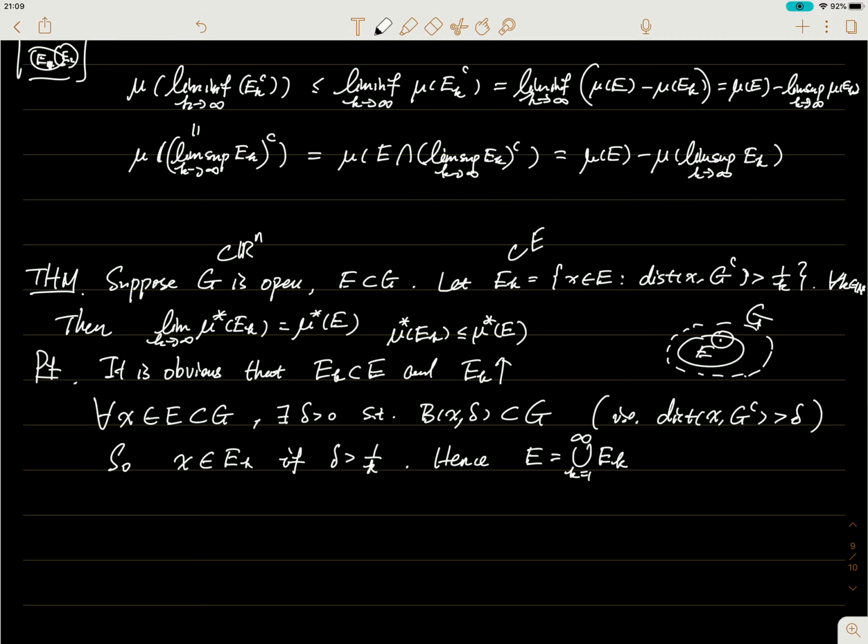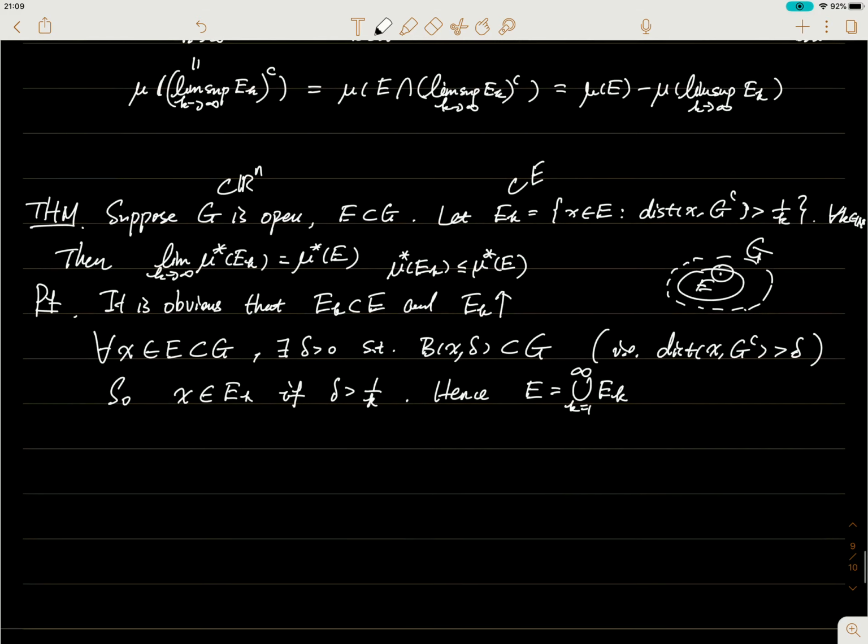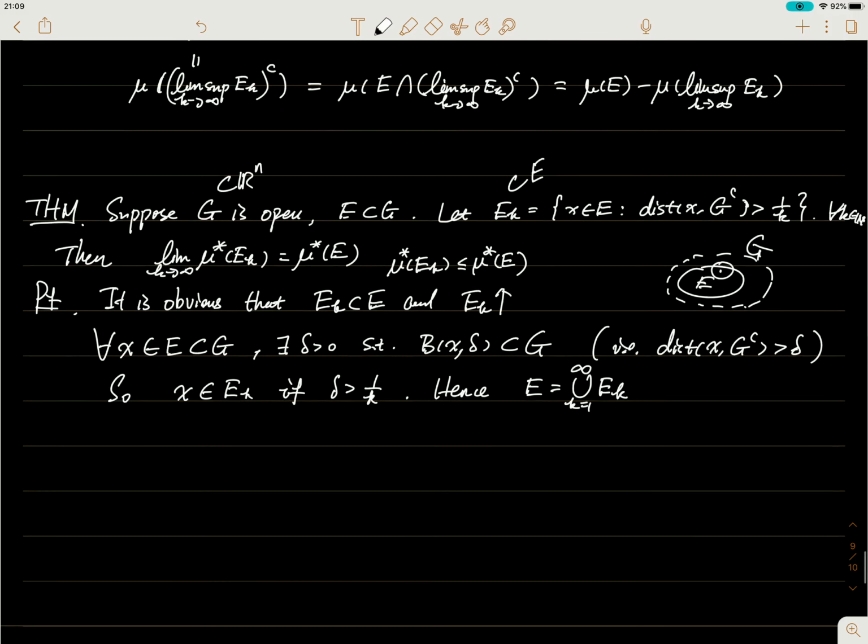Okay. Now, let's say that since what I have shown so far is that the E_k is contained in E, and E is also the union of the E_k's.